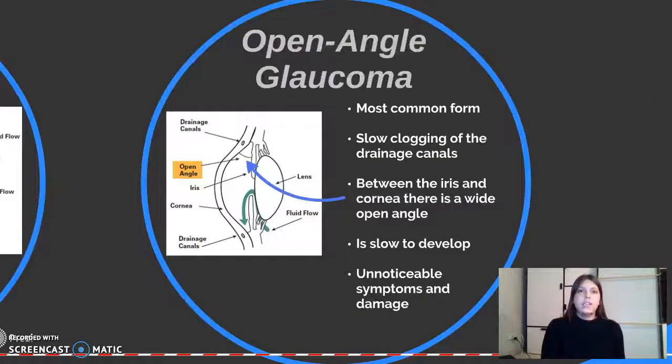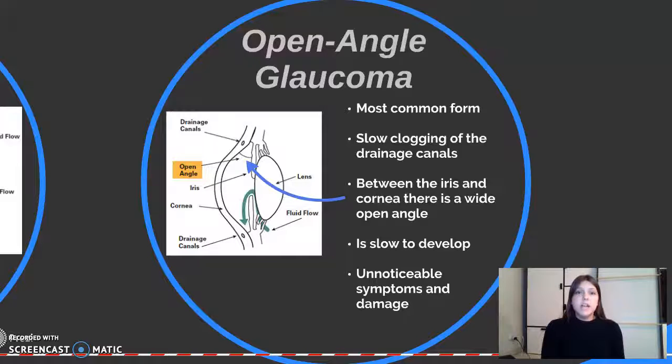On the other hand, open-angle glaucoma is the most common form of glaucoma and accounts for around 90% of cases worldwide. It is when the trabecular meshwork in front of the drainage canals becomes slowly clogged, and therefore the intraocular pressure slowly rises. There is a wide open angle between the iris and the cornea, which is no different from the healthy physiology, and it takes time to develop, with the symptoms and damage caused not being noticeable.